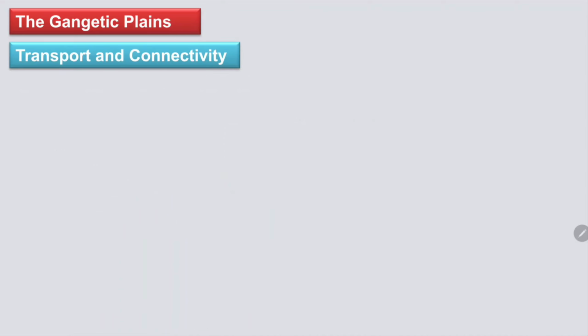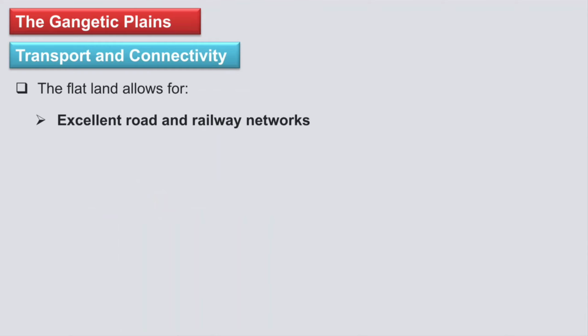Now transport and connectivity. The flat lands allow for an excellent road and railway network. This is what I was talking about. It has excellent roads and a railway network, and that is why, if you want to export anything, such as agricultural products, as the lands are very fertile, you can produce anything in abundance. With that, you can export to other countries, and because of these excellent roads, railway networks and waterways, you can send your goods anywhere in India.